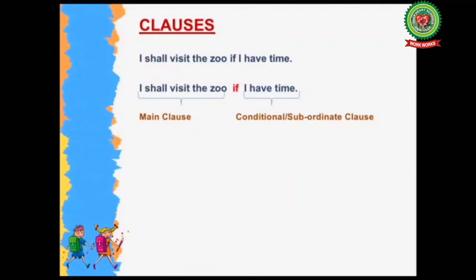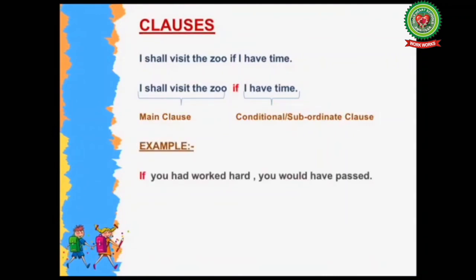Now let's take one more example to identify the conditional clause and main clause. Example: if you had worked hard, you would have passed. Now identify the conjunction. The conjunction used here is "if." So the clause that begins with the conjunction "if" is called a conditional or subordinate clause, and the other part of the sentence is called the main clause.